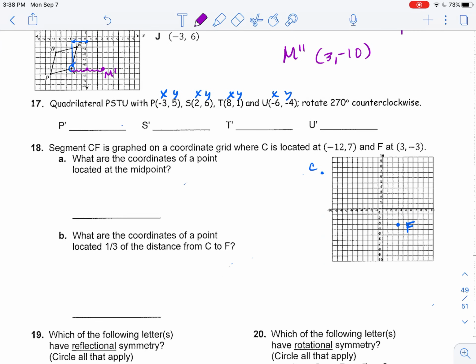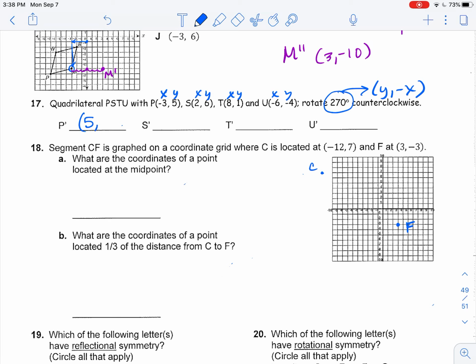In 17, we have quadrilateral PSTU with these coordinates, rotated 270 counterclockwise. So counterclockwise, this is one of those that I just have to commit to memory. It is (y, -x). 270 is (y, -x). So what I've done is go ahead and label each of my points, and I just have to do this to them. So you can see that the first coordinate is the y.